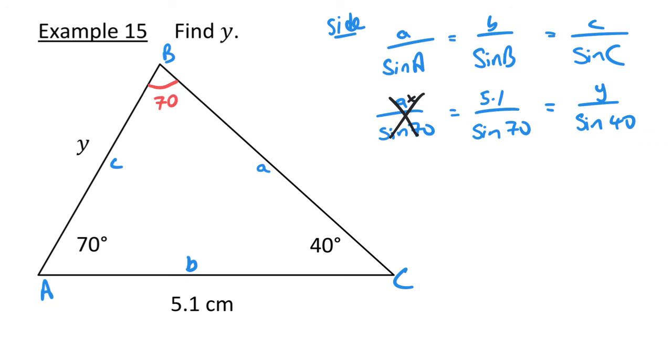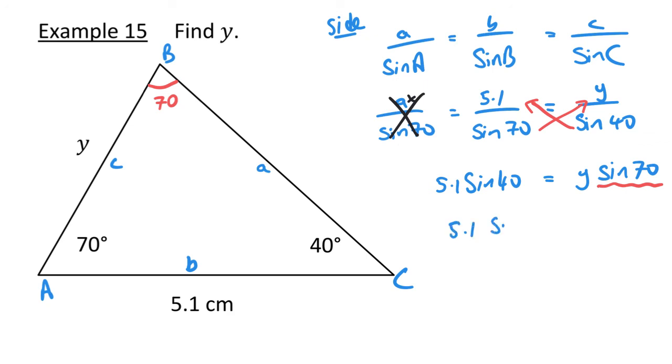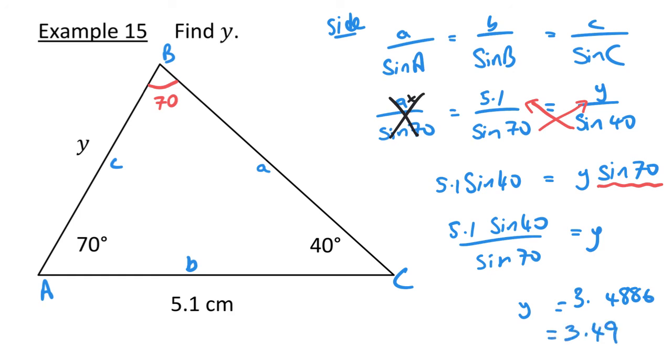Again, we can cross multiply, so we can bring the denominators up to the other side. And we get 5.1 sine 40 equals y sine 70. Now we're trying to find y, so we need to get rid of the sine 70, and to do so we'll divide. And we get 5.1 sine 40 over the sine of 70 is equal to y. So that means that y is equal to 3.4886. So that's 3.49 centimetres to 3 significant figures.